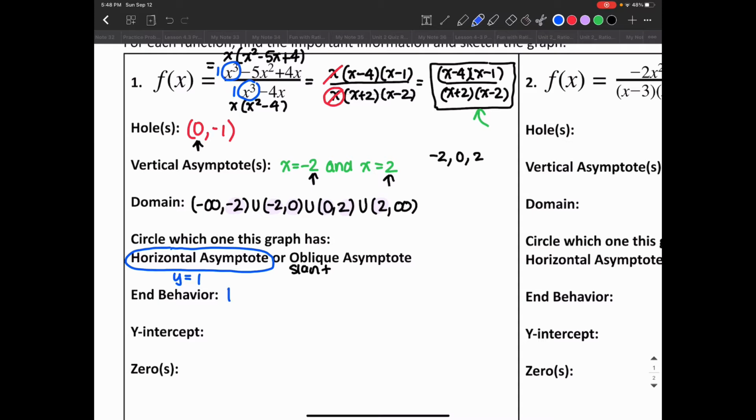So to write the end behavior, I just write the limit as x goes to positive or negative infinity of f of x is equal to 1. And that's how I write it. I'm not going to circle that because I didn't circle anything else.